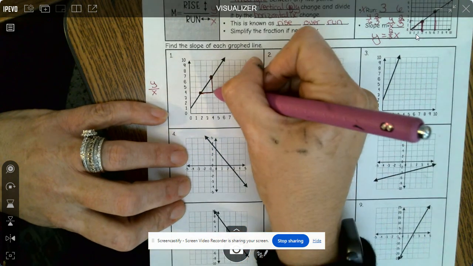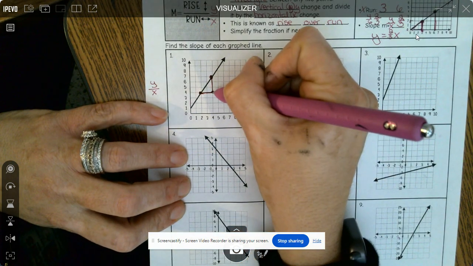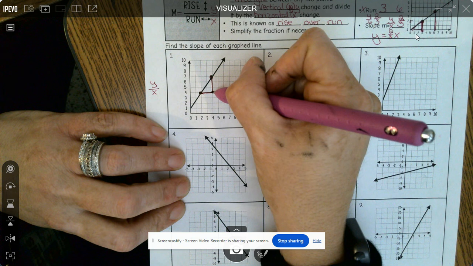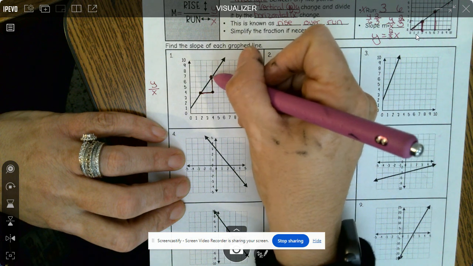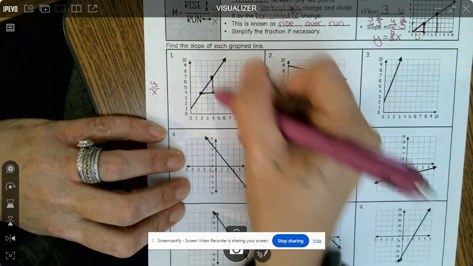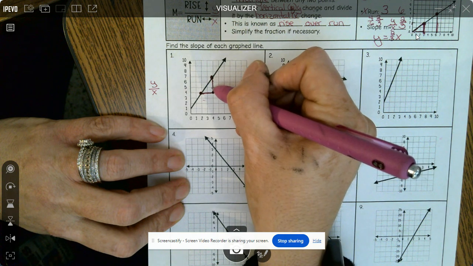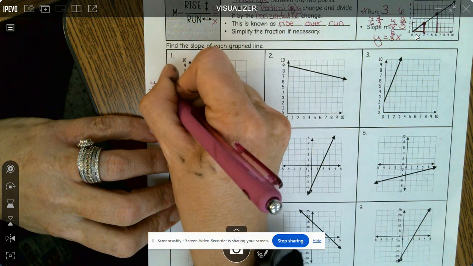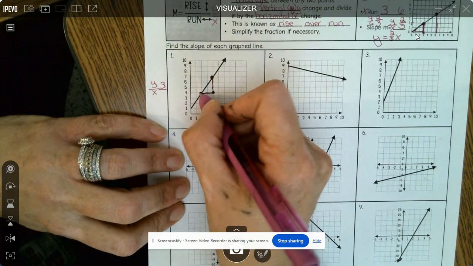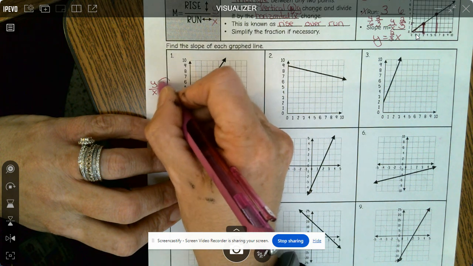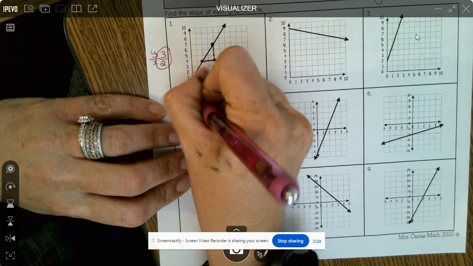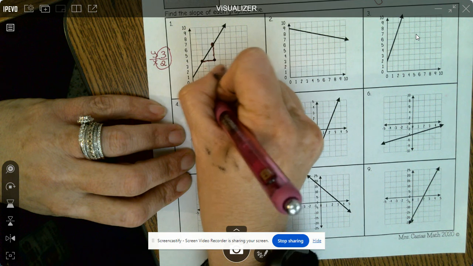All right. So for the corner of my right triangle here, how many spots do I run up? 1, 2, 3. So I run up 3. Do you guys see it? Don't look at this anymore. Just concentrate on this guy right here. So I run up 1, 2, 3. And I run over how many spots? 1, 2. So 3 over 2 is going to be my slope. So y equals 3 over 2x.